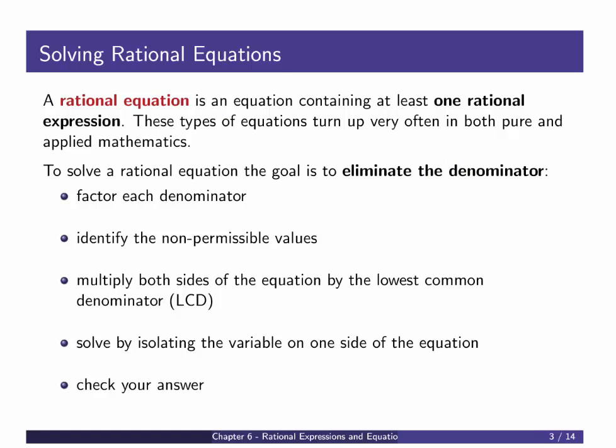So, solving a rational equation, here's what you're going to do. This might not make too much sense until we do an example, but you're going to factor the denominator first. Let's check that off because we are pros at doing that. We're going to identify the non-permissible values. We should be fine with doing that by now. Here's something new. We're going to multiply both sides of the equation by the LCD. Let's keep that in mind. Then you're going to solve by isolating the variable on one side of the equation, as usual. We should be good with that. Checking your answer, we should be good. So here's the only new step.